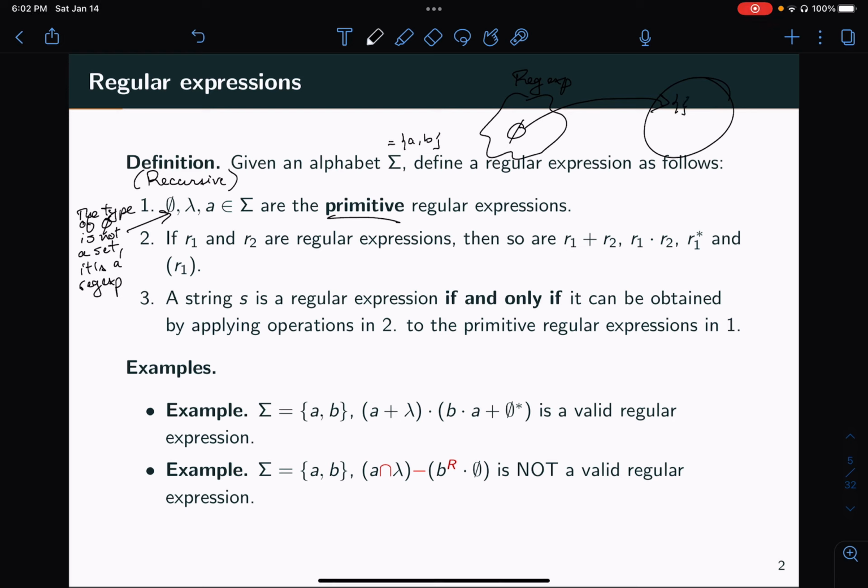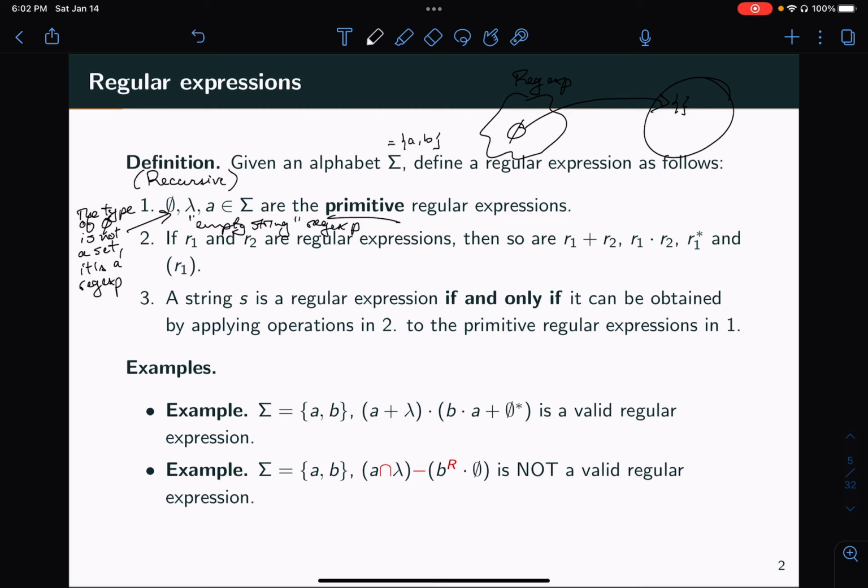But you have to be very careful when you talk about these things. Here I'm introducing this new notation, this new mathematical object, where this symbol represents a regular expression known as the empty set regular expression. Then we have the empty string regular expression.